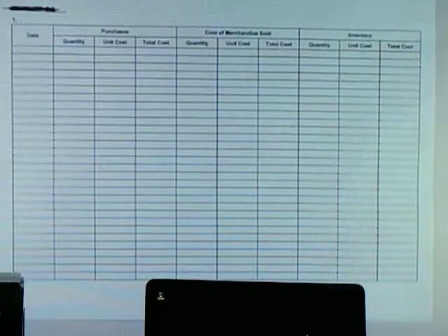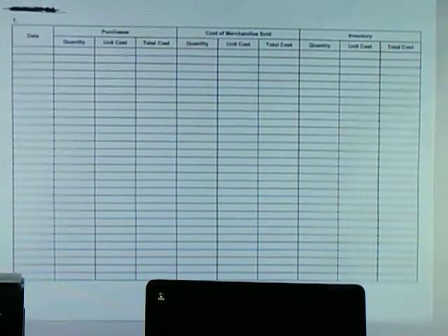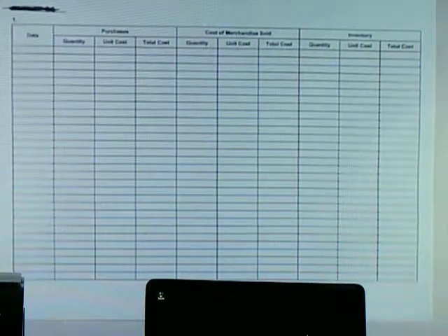Okay, class, I want you to turn to pages 336 and 337. We're going to do the illustrative problem for Chapter 7 for FIFO and LIFO. I want you to follow along with the book as I work this particular problem out, doing exactly what they're doing on page 337.